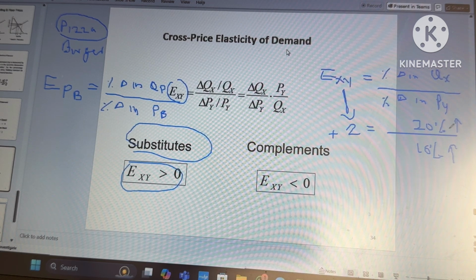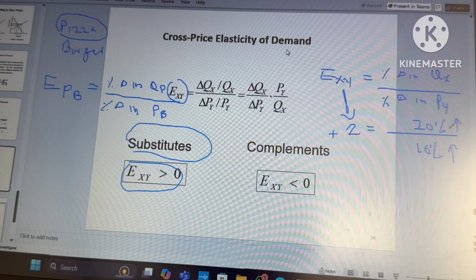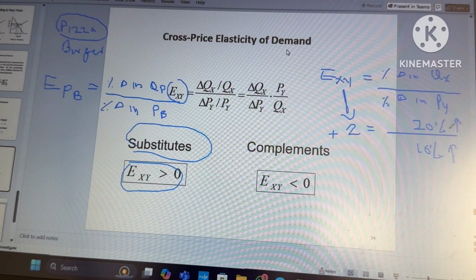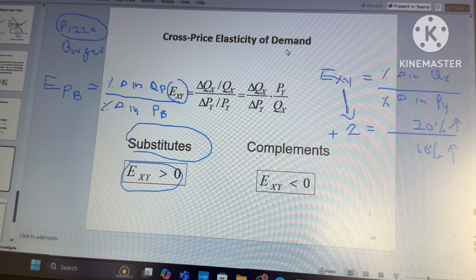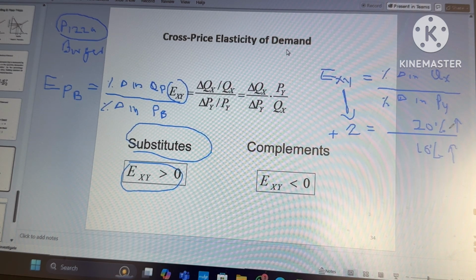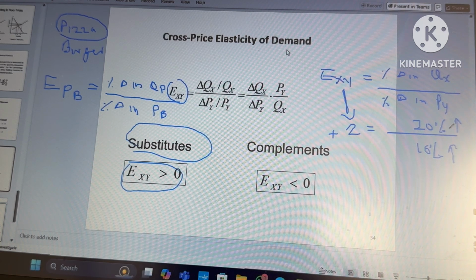So these two are closely related products, like pizza and Domino's pizza. Pizza to burger may be a little bit of a distant substitute, but pizza to another pizza is a close substitute. If pizza increases the price by 10%, Domino's pizza will increase by more than 10%. In this case, 20%. Close substitute.